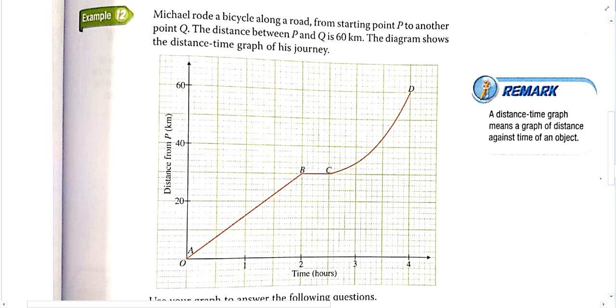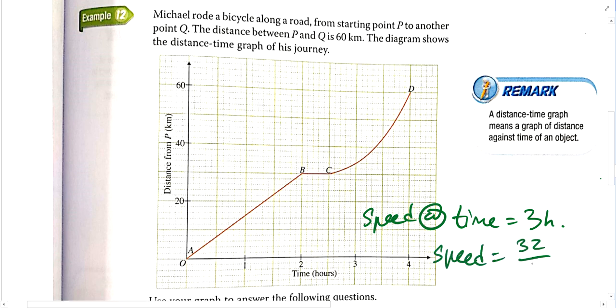Okay, what is the speed at time equals to 3? Speed at time equals to 3 hours. 32? 34. So what's the speed? 11? How do you get 11? Speed equals to 32 divided by 3. Speed is the gradient. Divided by 4. 24. 34. Why?